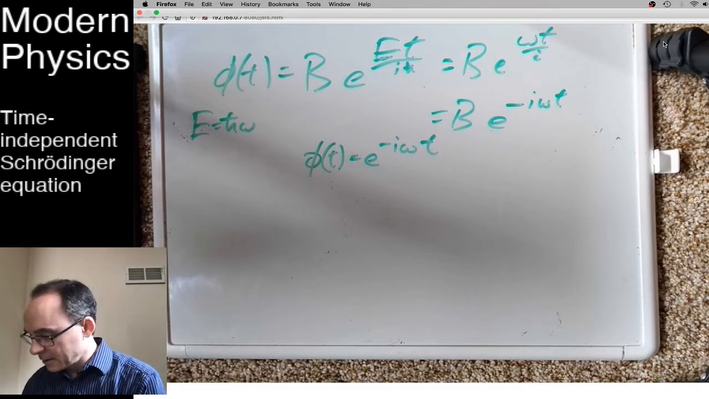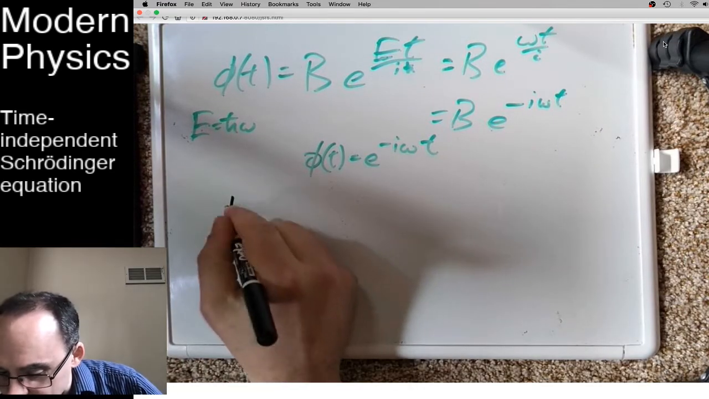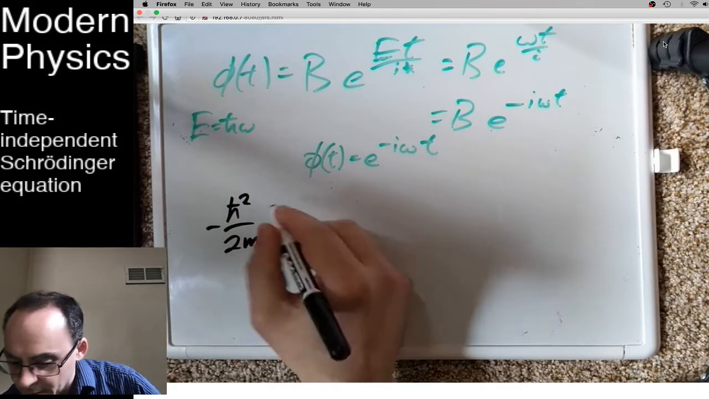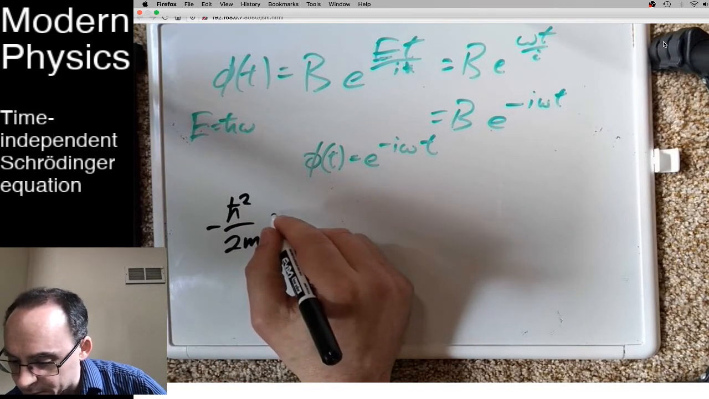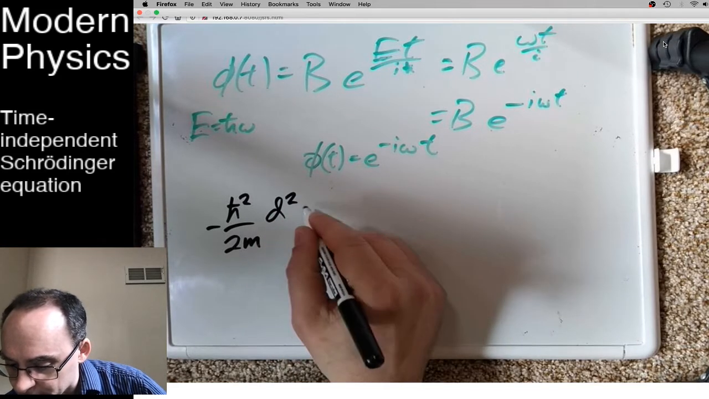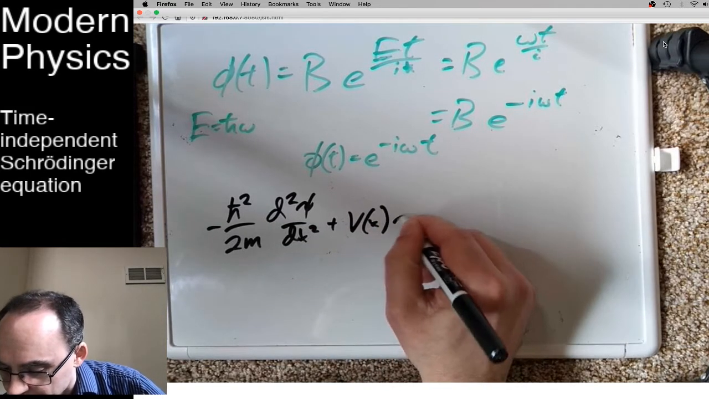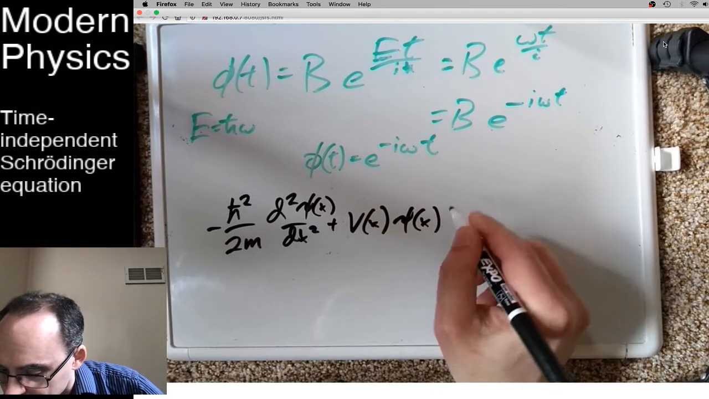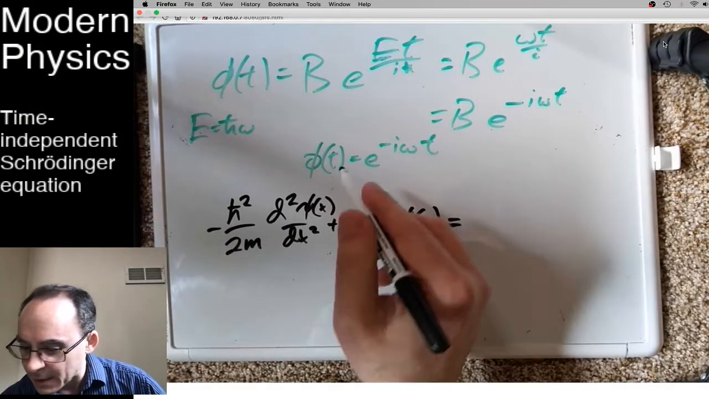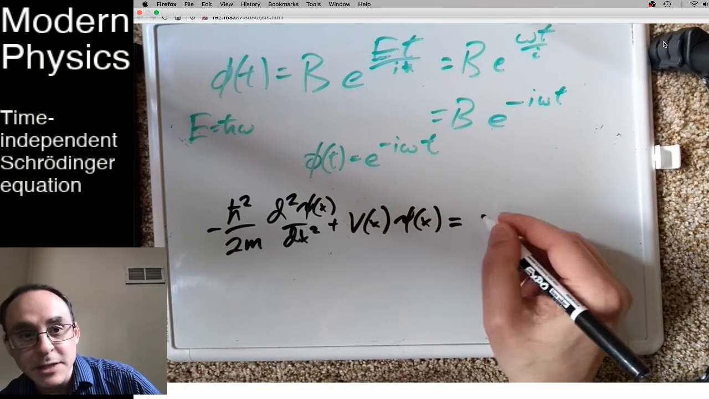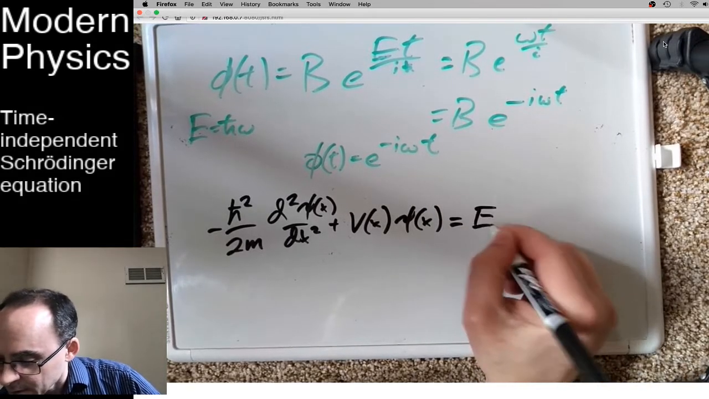So that means we can write the original Schrödinger equation, and instead of looking at the space and the time part, we can just look at the space part, plus V of x psi of x equals, and here I'm basically factoring out the time part from this whole equation, because here I'd have the i h bar d by dt, but when I do that, I just get the energy. And all that's left is the space part.